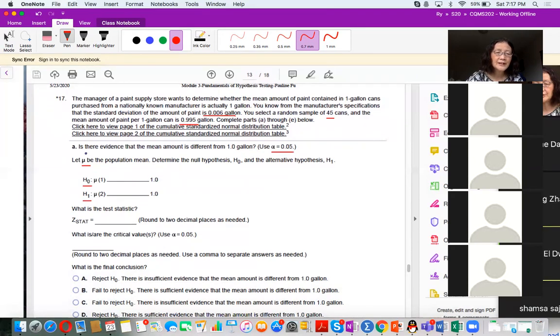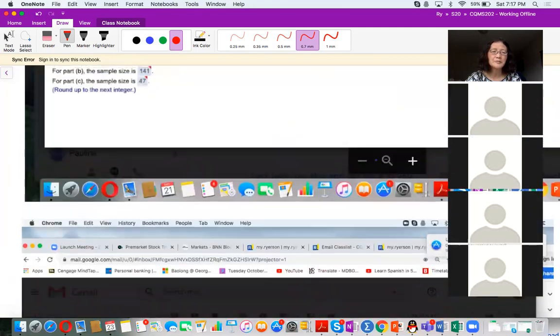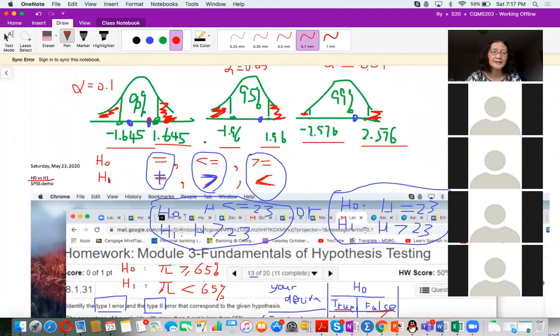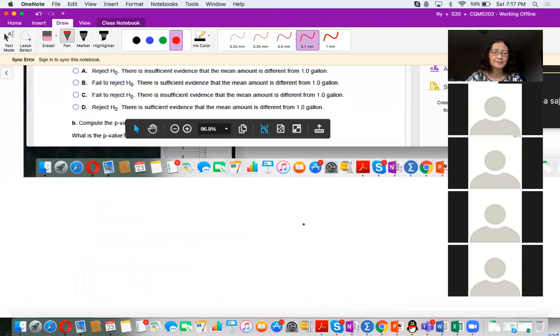See, this is the statement. Is there evidence the mean is different from one? Different from one, keyword different. Go back to the simple, this is very, very important at the beginning of this section. See, this represented different, do you agree? This is different means H1, okay? So you start from there.